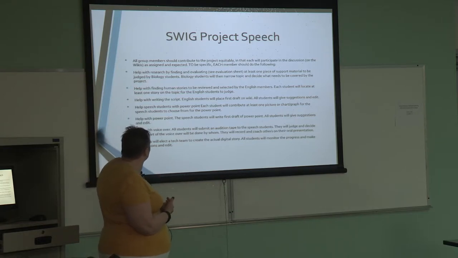So help with research by finding and evaluating, see evaluation sheet, at least one piece of support material to be judged by biology students. Biology students will then narrow the topic and decide what needs to be covered by the project. Help finding human stories to be reviewed and selected by English members. Each student will locate at least one story on the topic for the English students to judge. Help with writing the script. English students will place the first draft on the wiki. All students will give suggestions and edit.